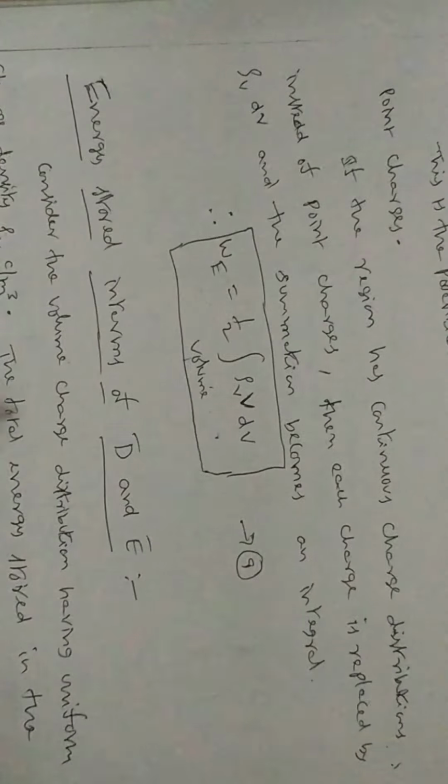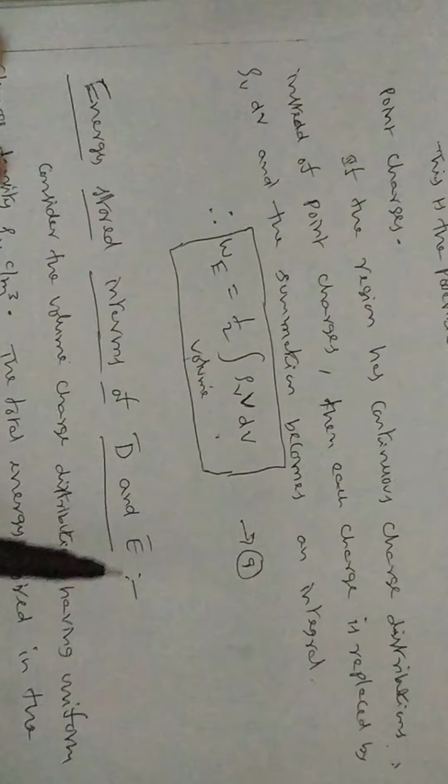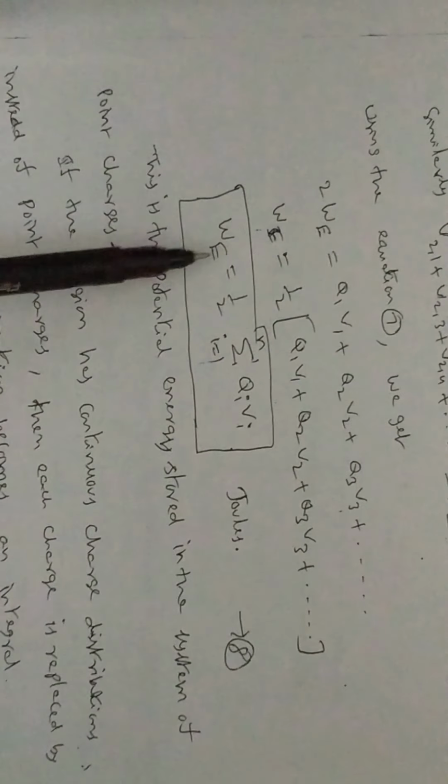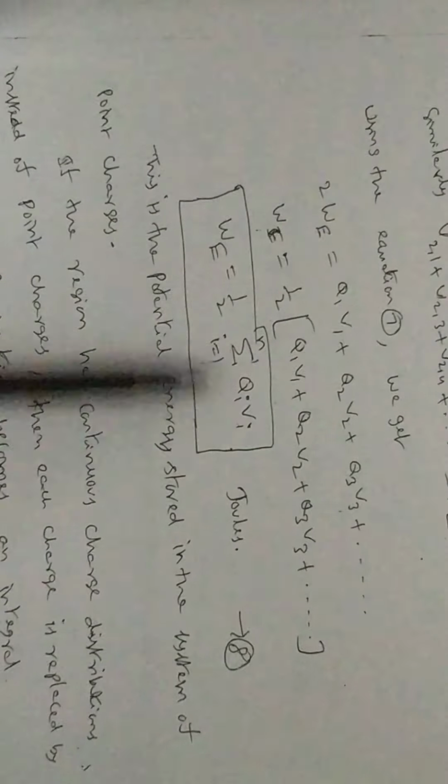How to get this equation? That is energy stored in terms of D bar and E bar. In the examination, they will ask you just to prove this: W is equal to 1 by 2 sigma i is equal to 1 to n Qi Vi. You can write it up here.